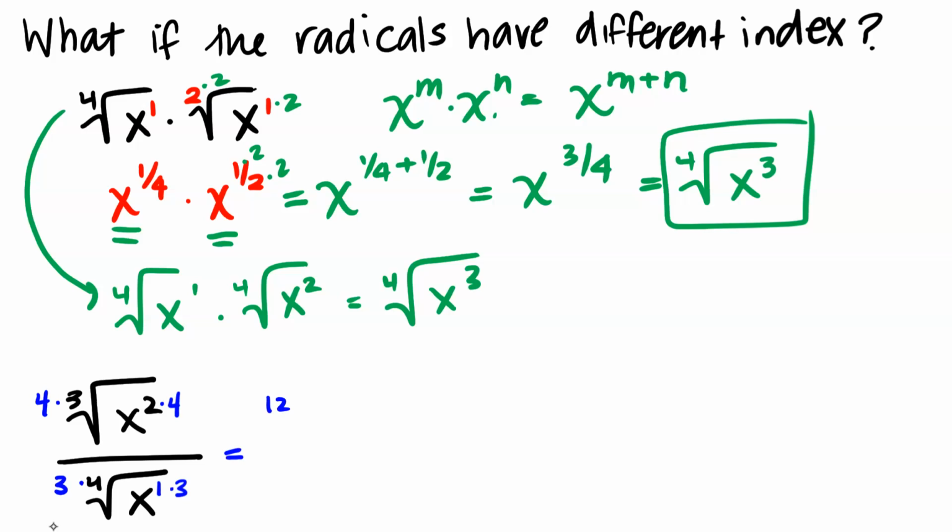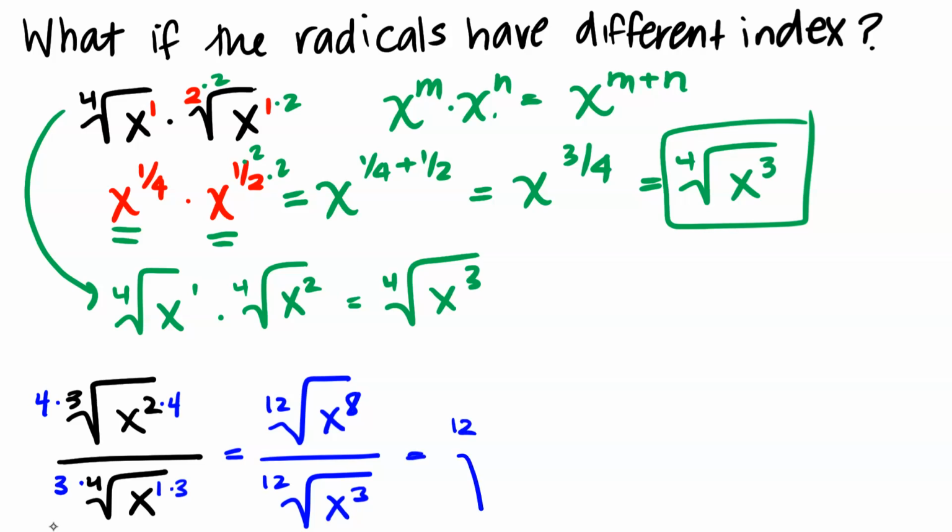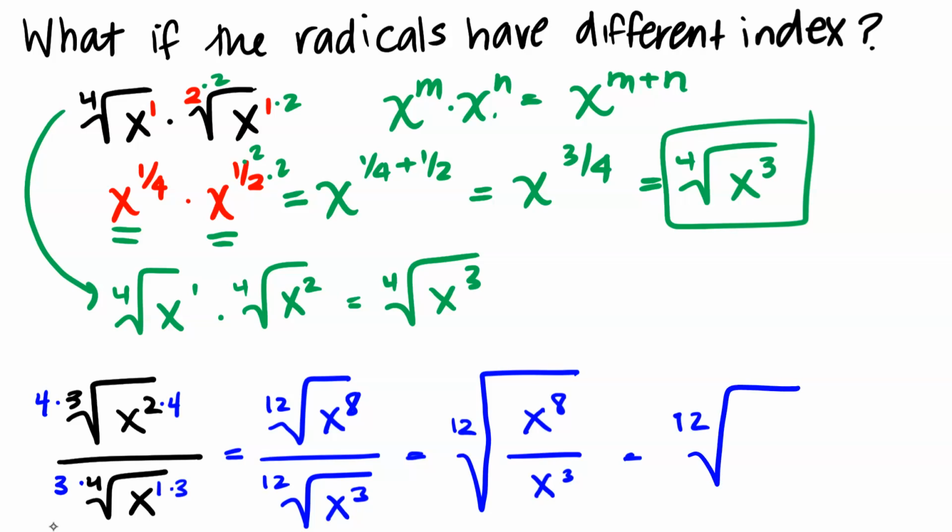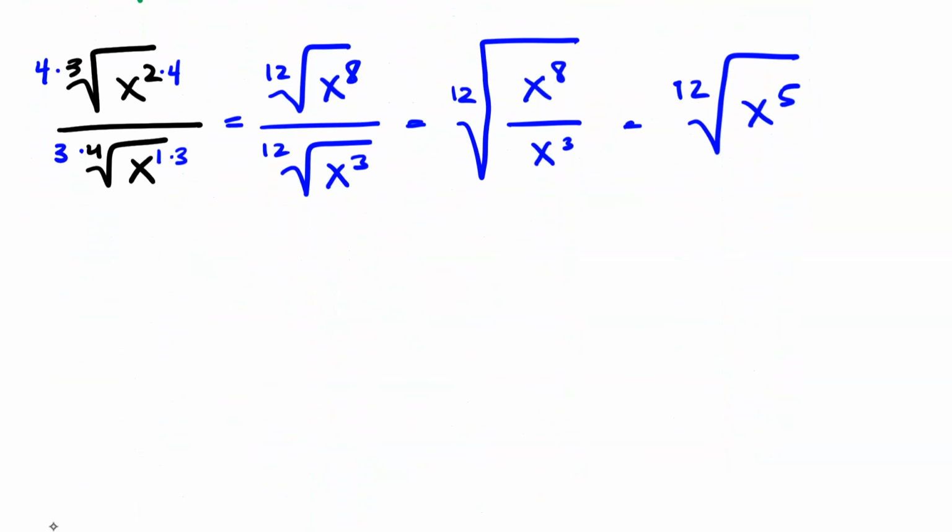So I could rewrite this as the 12th root of x to the 8th all over the 12th root of x to the 3rd. Now that they have the same index, I can write them all under the same radical symbol, x to the 8th over x to the 3rd, and then I can simplify that to x to the 5th. Now, that's typically not what the books do. The books will always go through those fractional exponents instead.